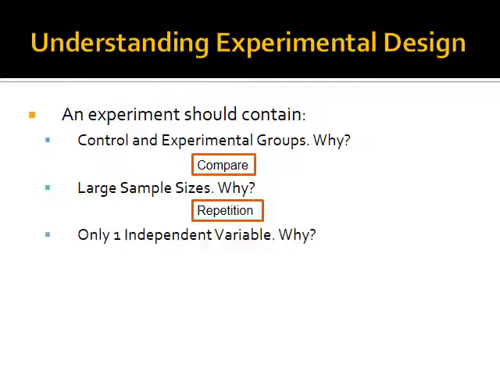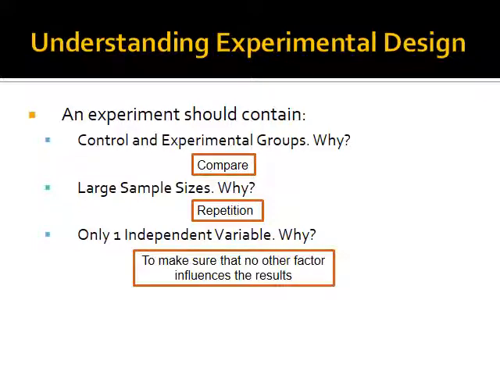Next question. Why should only one independent variable be used during an experiment? Remember, your control and experimental group should be virtually identical to each other except for one factor. That factor is the independent variable, how you are manipulating the experiment. If you manipulated more than one thing, you wouldn't know what caused the change.